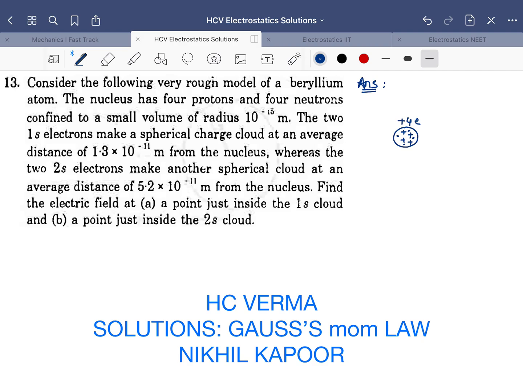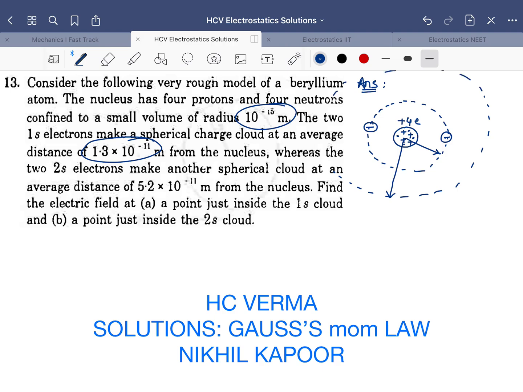The two 1s electrons make a spherical cloud. So here these are the two 1s electrons which are present here, and they are forming a spherical cloud around this, and the distance is also given to us, 1.3 × 10 raised to minus 11 meter from the nucleus. Here this is the cloud of 2s electrons. These are the 2s electrons, 2 electrons, and their radius is also given to us.